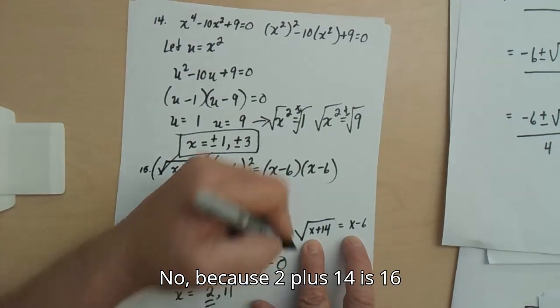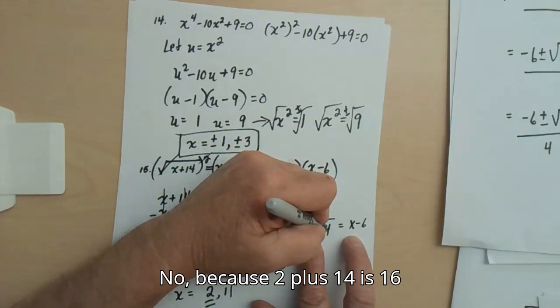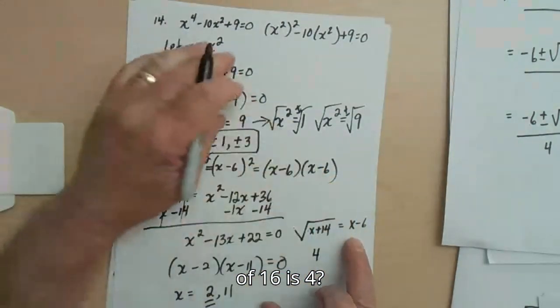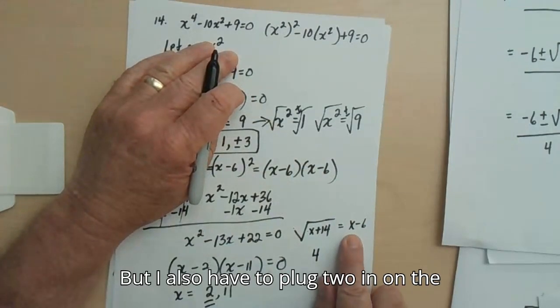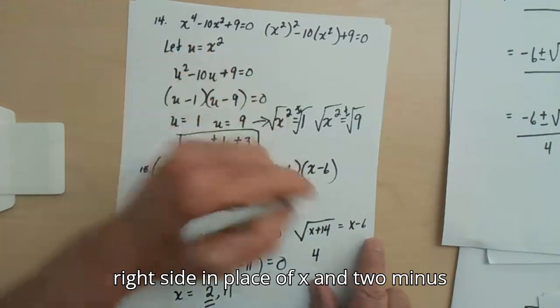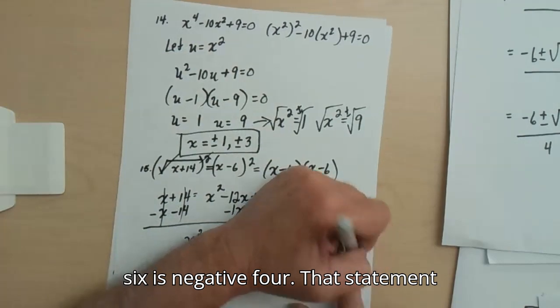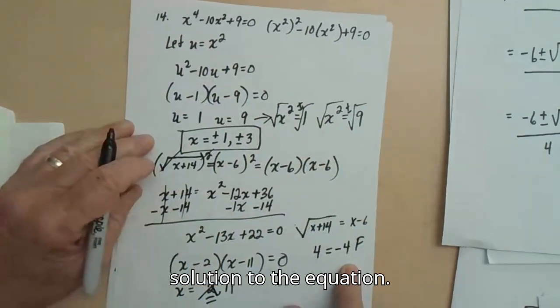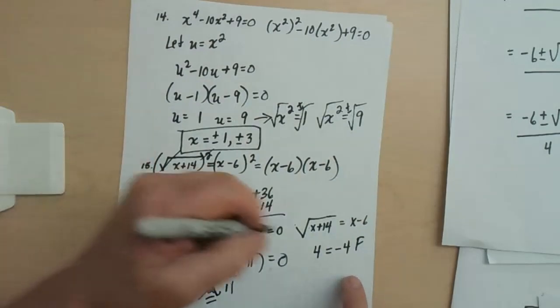No, because 2 plus 14 is 16, and does everybody agree the square root of 16 is 4? But I also have to plug 2 in on the right side in place of x, and 2 minus 6 is negative 4. That statement is false, so 2 is not a solution to the equation.